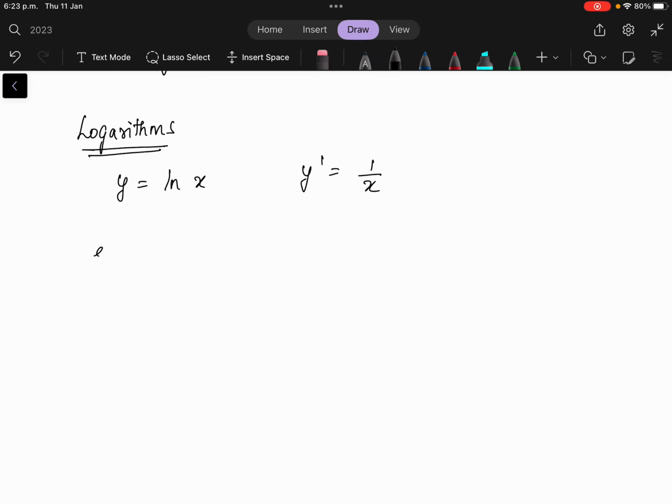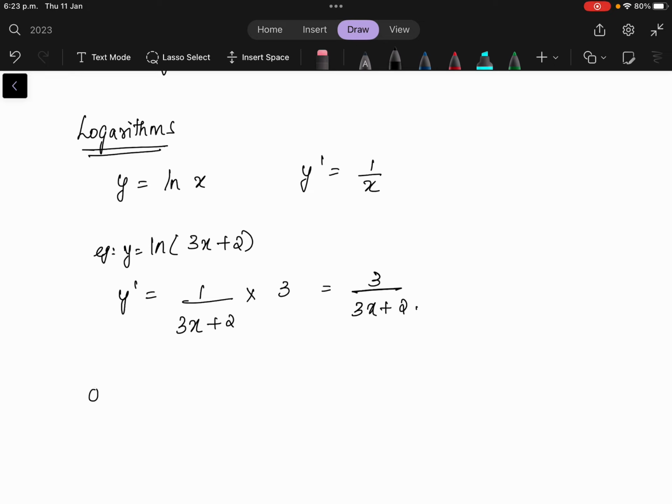Example: y is equal to ln(3x plus 2). So y dash is equal to 1 over (3x plus 2), and since this is not just x, you need to differentiate the inside again. So that is times 3, which gives 3 over (3x plus 2).